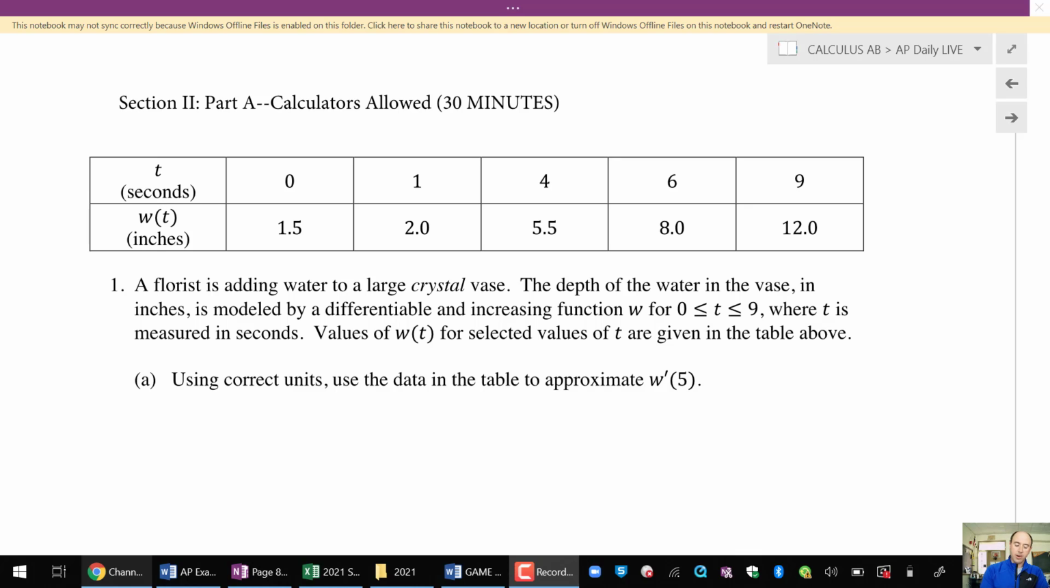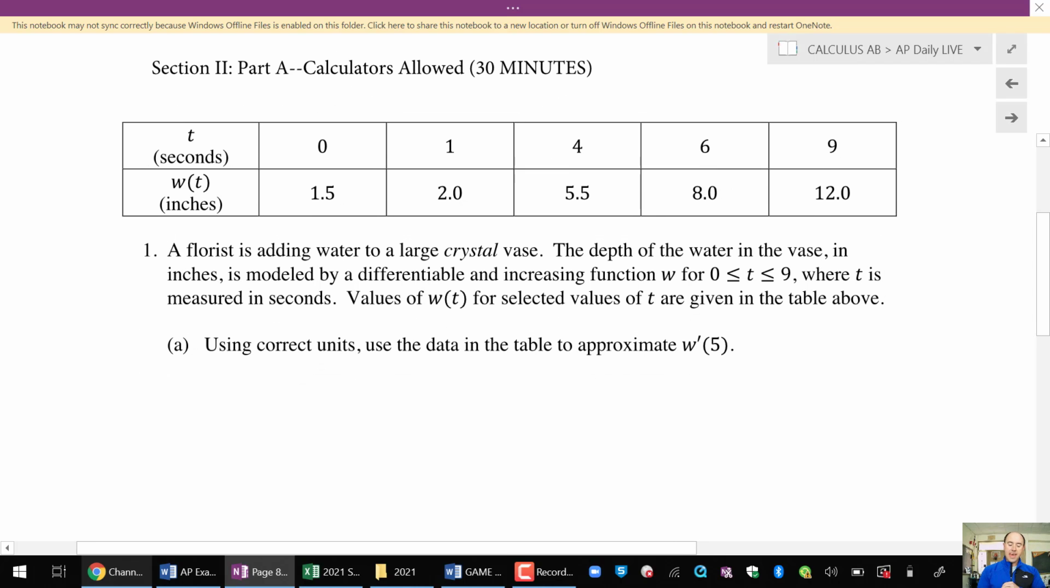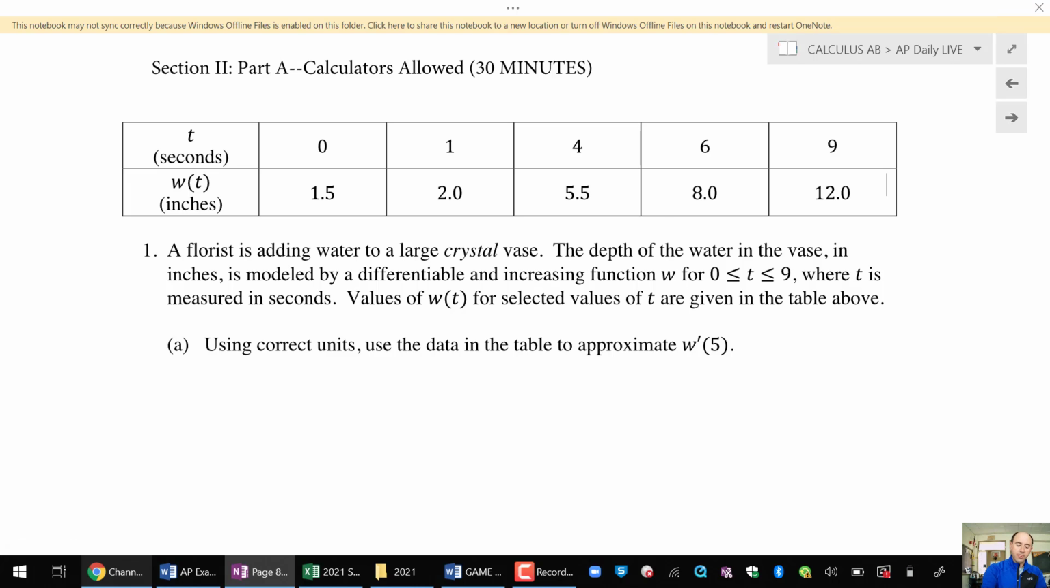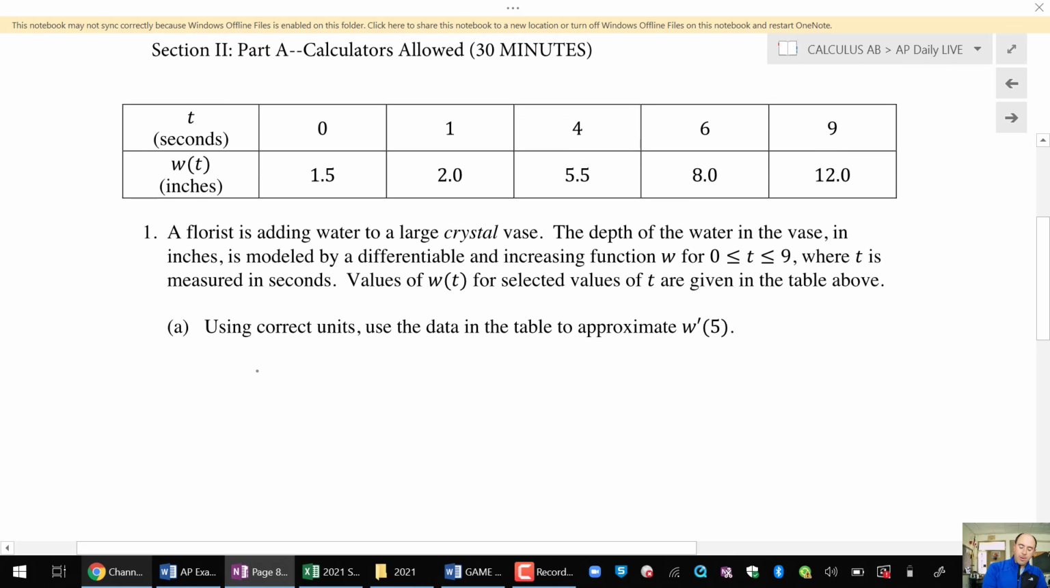Here's the first one. It's a numerical based FRQ. A florist is adding water to a crystal vase, and we have the depth of water in the vase modeled here by a differentiable and increasing function w of t, and the selected values of w are here in the table. So to start off here, it says to approximate w prime of 5. So I'm going to use a symmetric difference quotient. How about w of 6 minus w of 4? And I'll divide that by 6 minus 4.